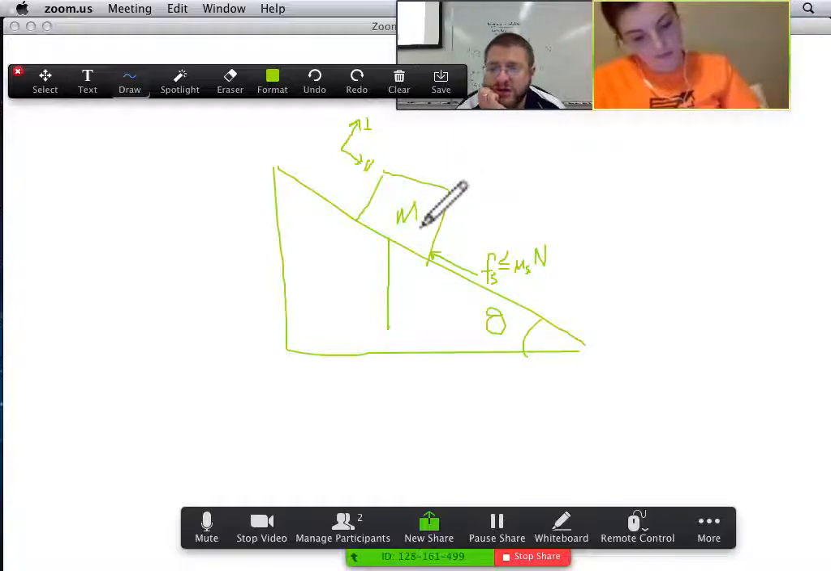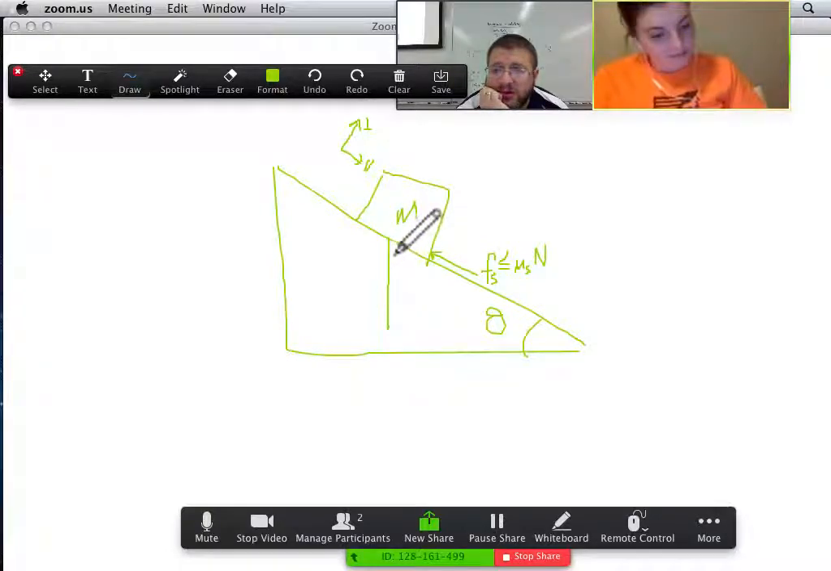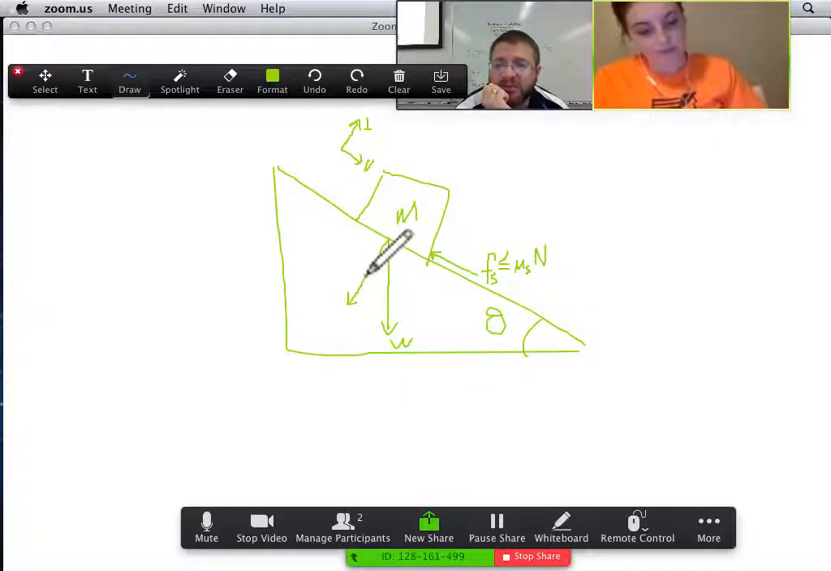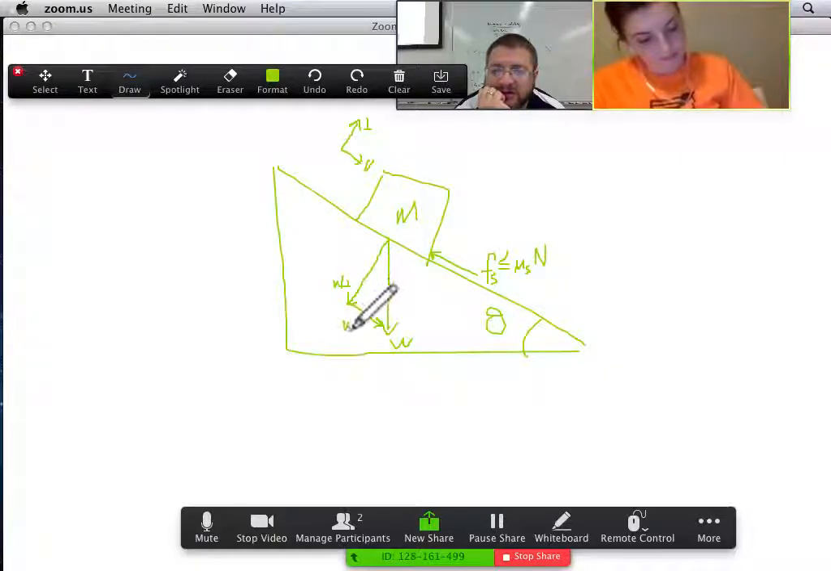So we're going to have two components to our weight vector. Here's our weight vector straight down. This component is going to be perpendicular, so this will be our weight perpendicular right here, weight perp. And then we'll have one that is parallel to our surface, so that's weight parallel right there.